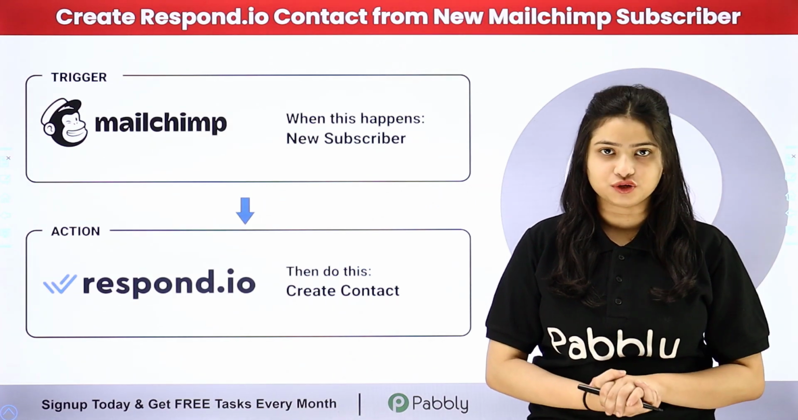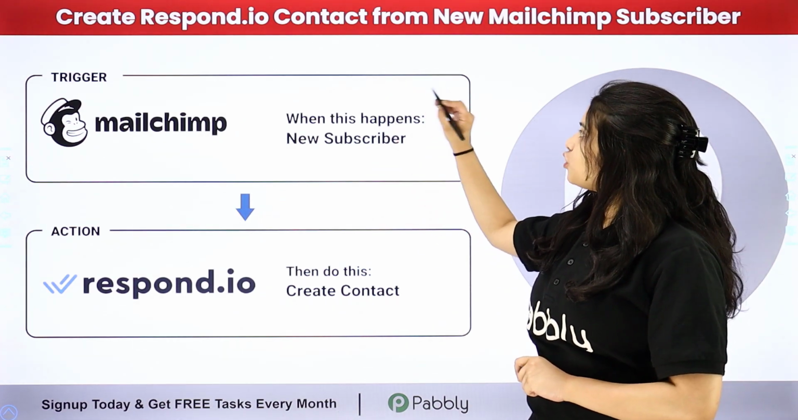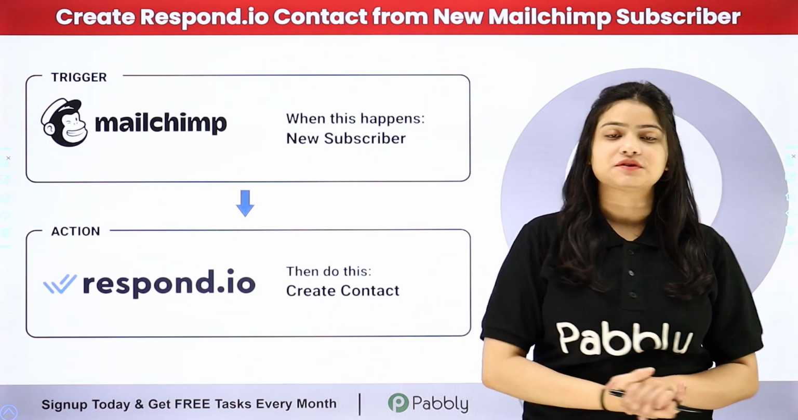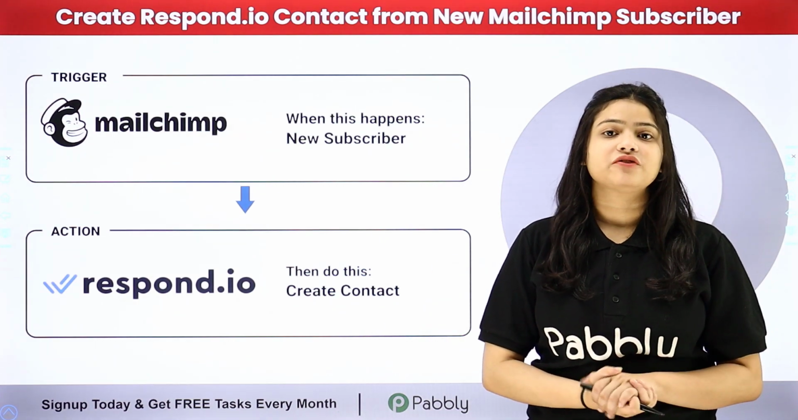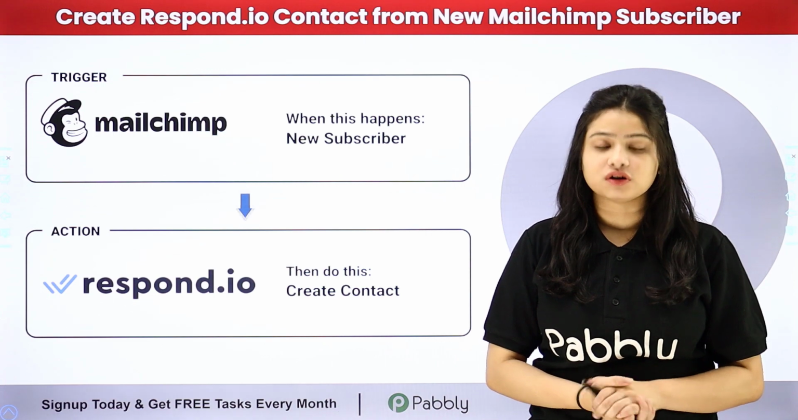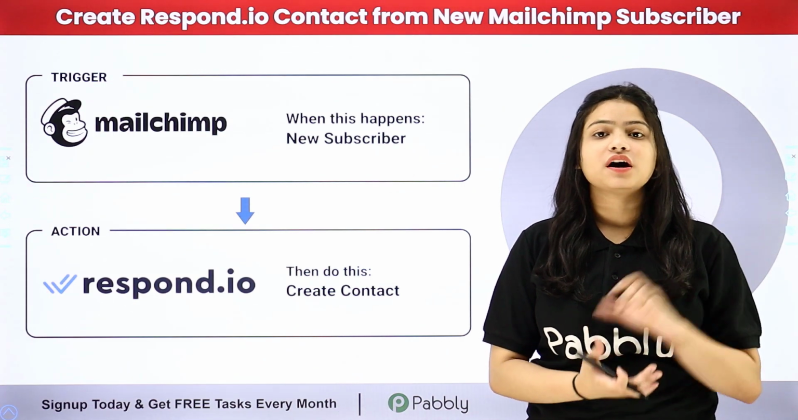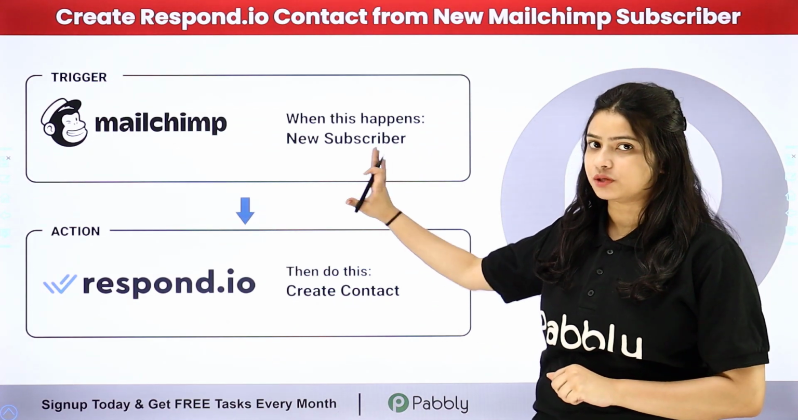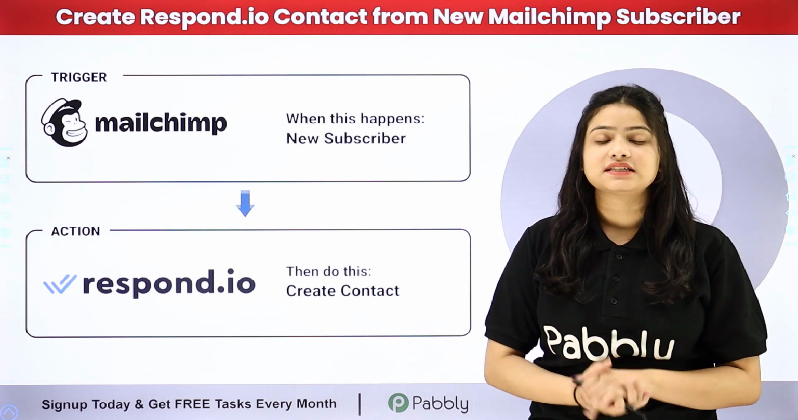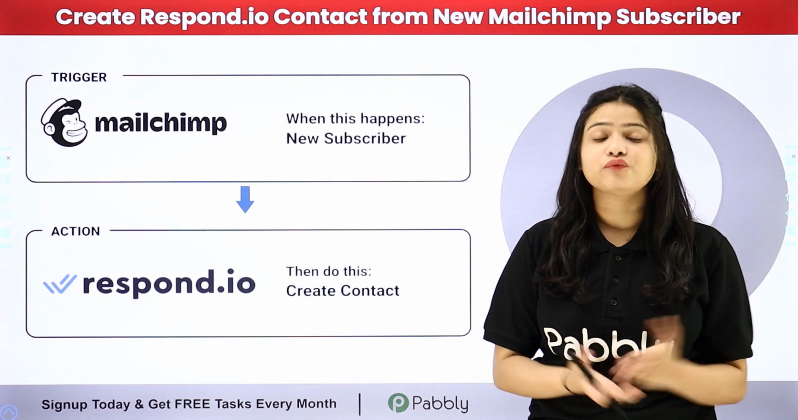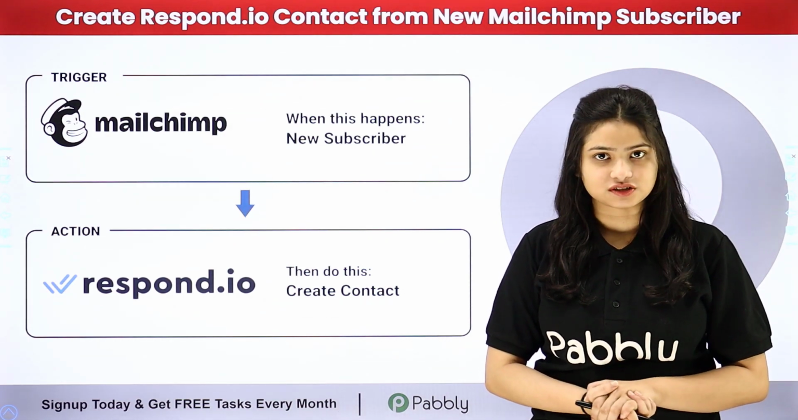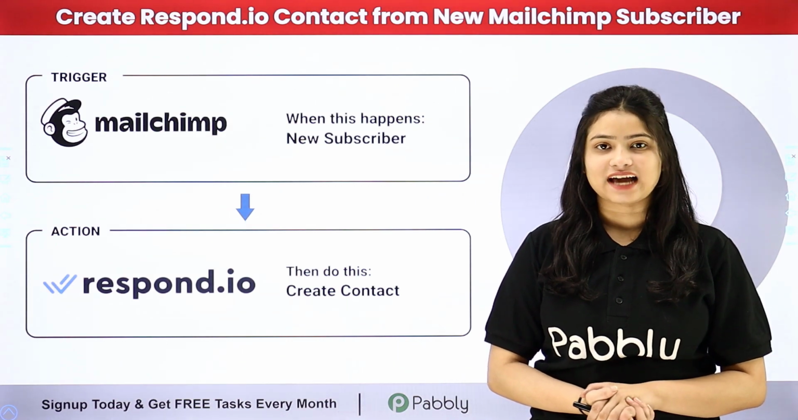In this video, we are going to learn how to create a respond.io contact from a new Mailchimp subscriber. So I am using Mailchimp, which is an amazing email marketing software. Now my objective is that whenever a new subscriber is added in Mailchimp, then automatically I want to add that same subscriber in respond.io, which is an amazing CRM application. So how are we going to automate this entire process?